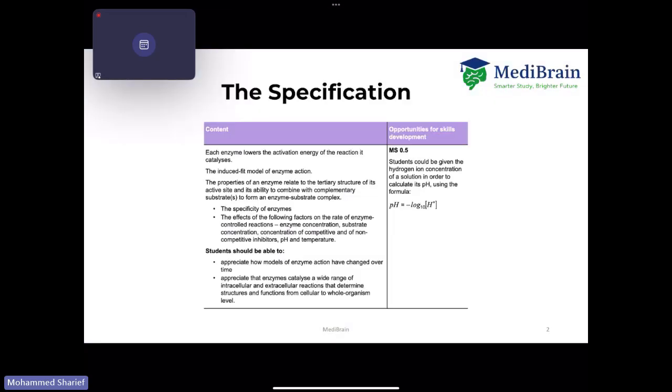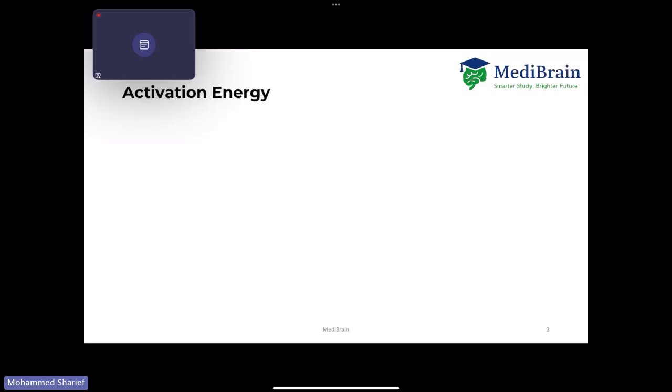Okay. So this is what the specification states. We're going to be covering all the points on the spec in today's lesson. Okay, and we're going to start off by looking at the activation energy.